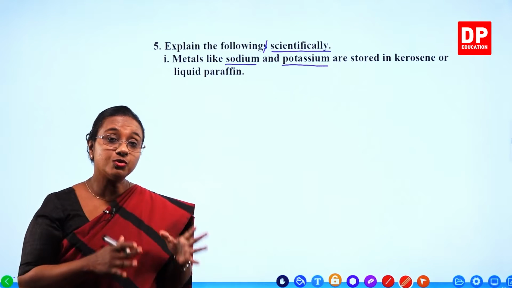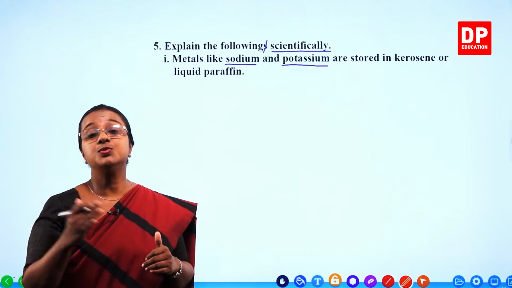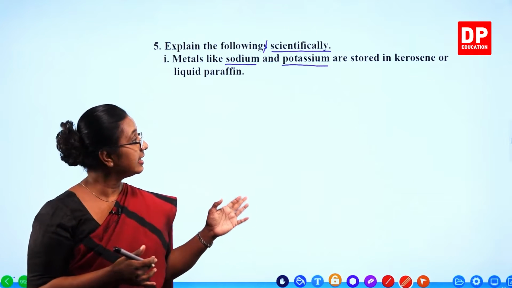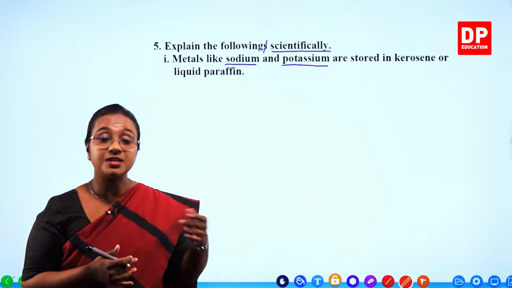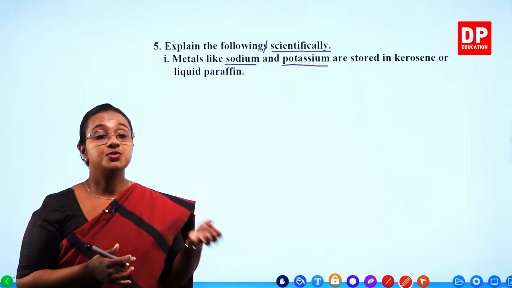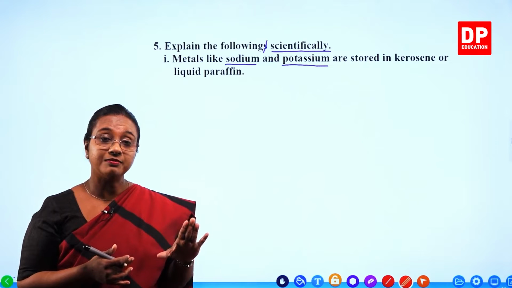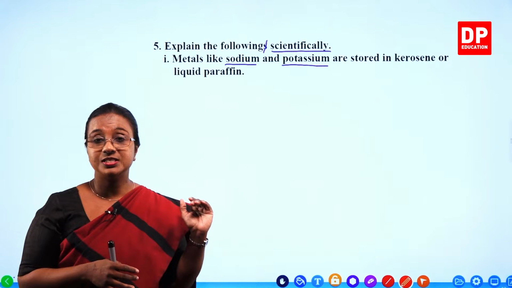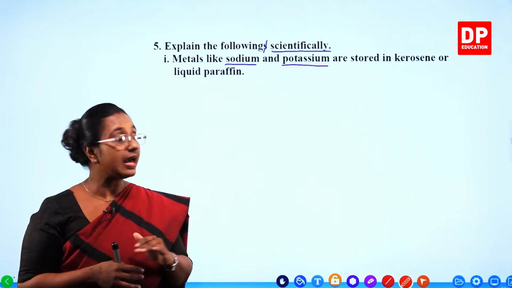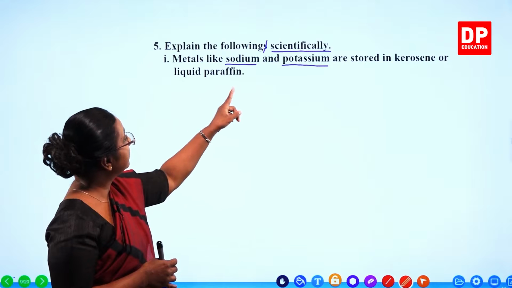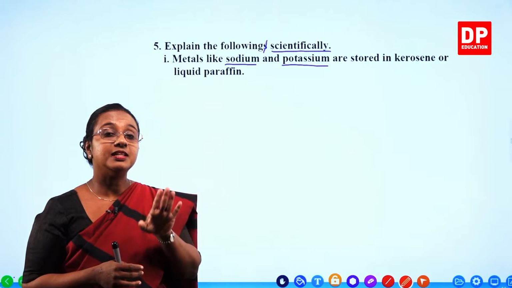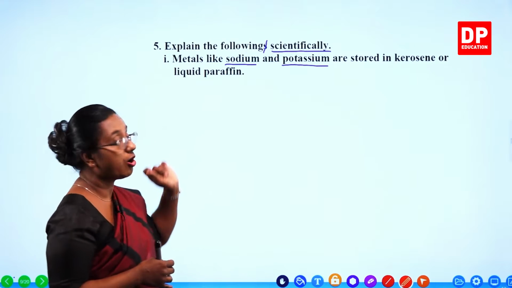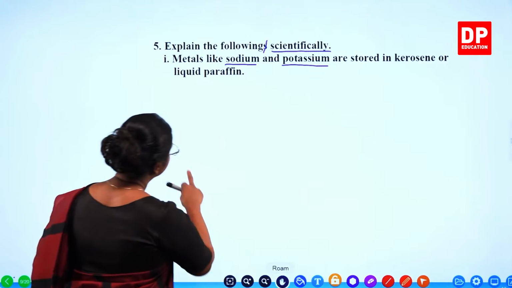So we need to store them so that they are not exposed to oxygen in air. So when you put them into either kerosene or paraffin, paraffin is wax, we use the liquid paraffin there. So you put them into kerosene or liquid paraffin, you cut the contact of these metals with oxygen in air. So there is no contact with oxygen and these metals. Because of that, they do not react. So that is why they have to be stored in kerosene or liquid paraffin. You have to explain that.